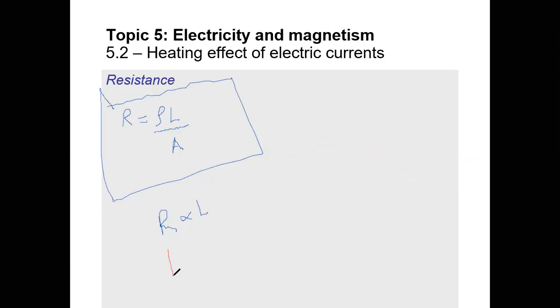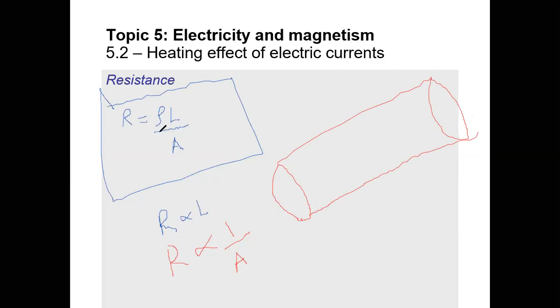Second, resistance is inversely proportional to the area of cross section. Means if the area of cross section of the wire, meaning the thickness of the wire, is more, like this is a wire, if it is more thick, then the resistance will be less. So this is an inversely proportional relation.